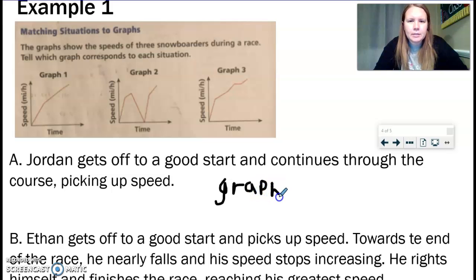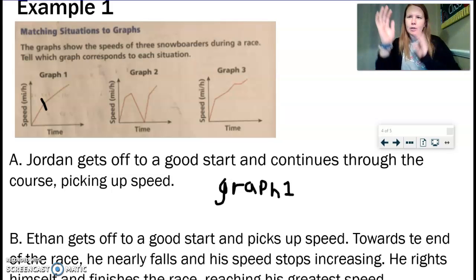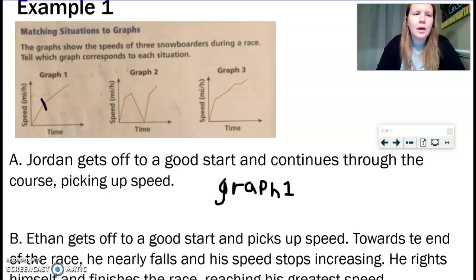I would say that this is graph 1 because he gets off to a good start. As he continues on, there's only one break in this, and then he just gets faster. He keeps picking up speed and getting faster. So that's why the line kind of changes how steep it is, or that slope, if you know what slope means.